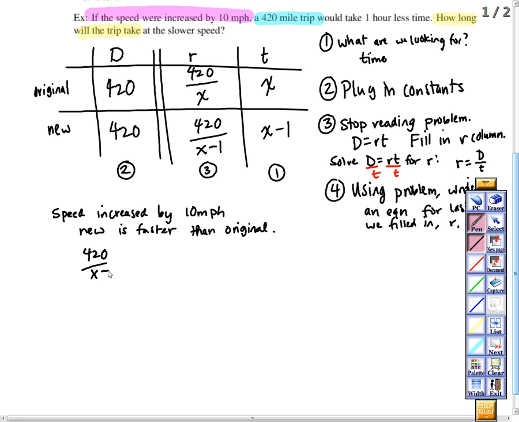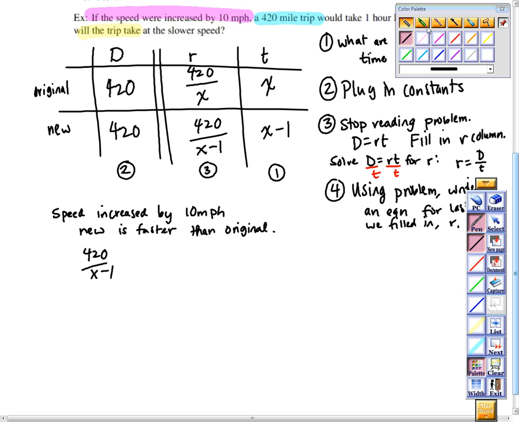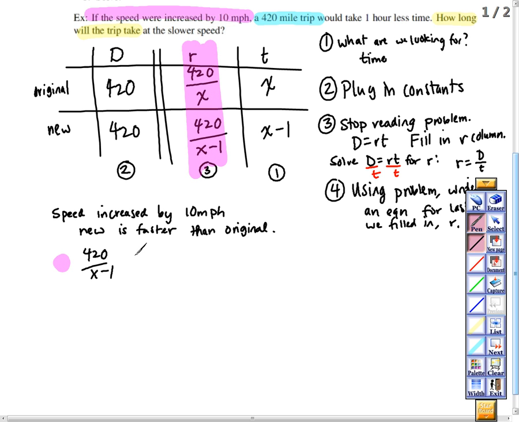420 over x minus 1. I'm looking at this column right here, and I come up with an equation: 420 over x minus 1 minus 420 over x, and that should be a difference of 10 miles per hour. Everybody see that? And you always check it. Just plug in numbers. This you should always check in your head.